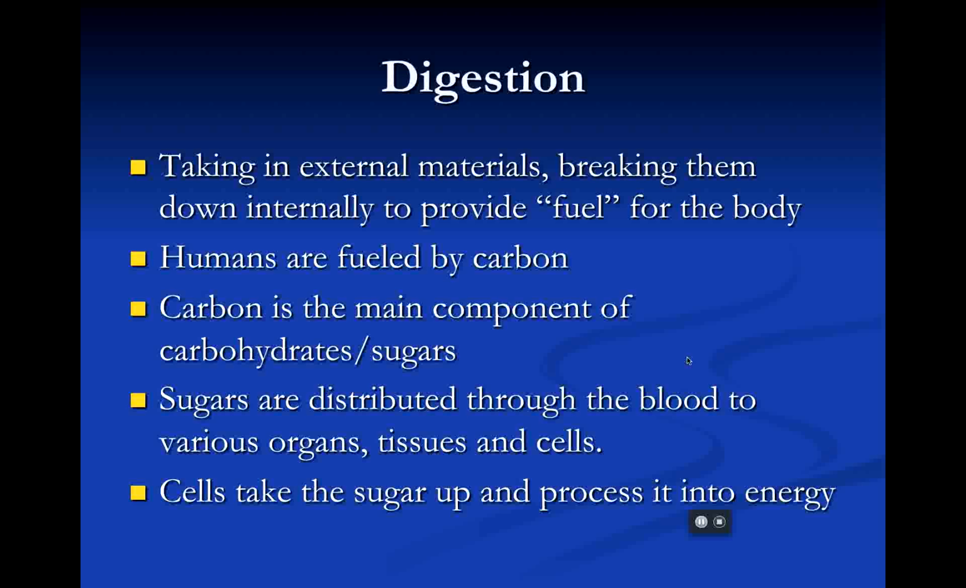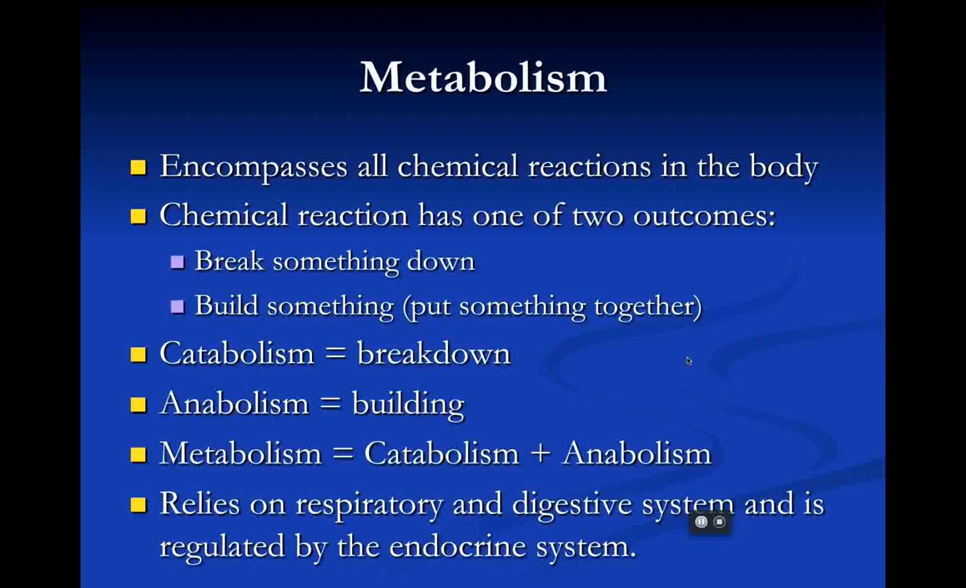Whether they are complex or simple, when they come into your body, they are broken down into very small units, distributed through the blood to different organs, tissues, and cells. The cells will eventually take the sugars, combine it with oxygen, and produce energy for you. So in order for your body to maintain itself, it must produce energy. In order for you to get energy, you have to have a constant supply of carbon and oxygen.